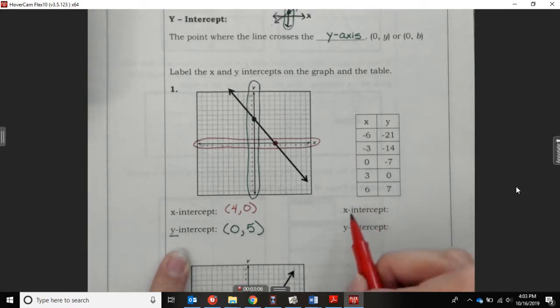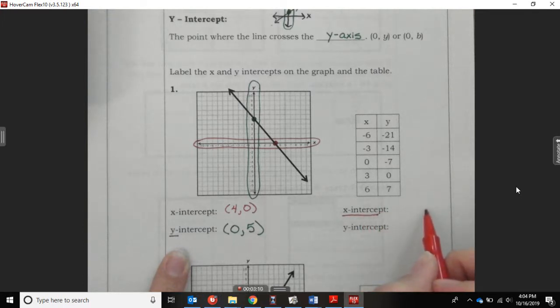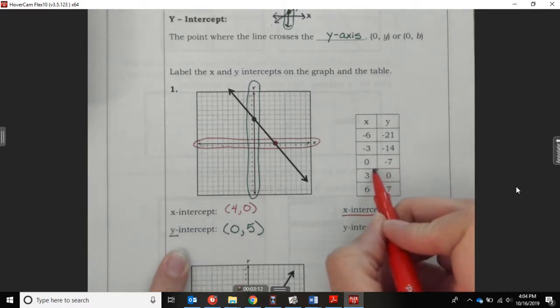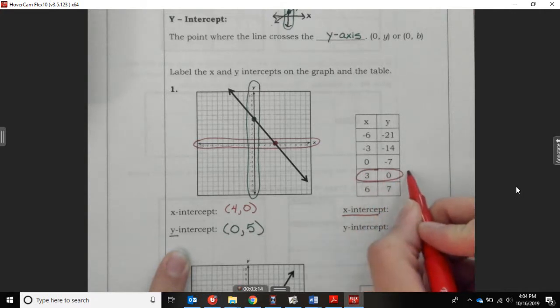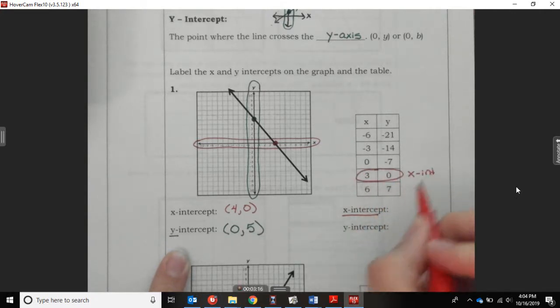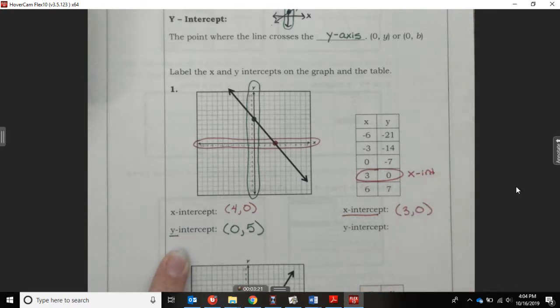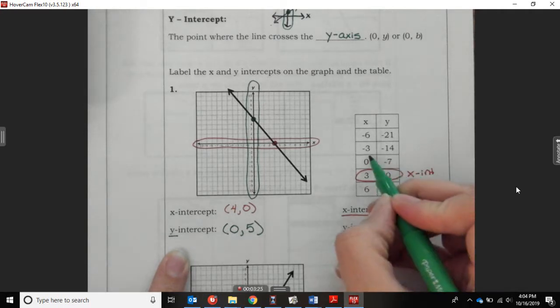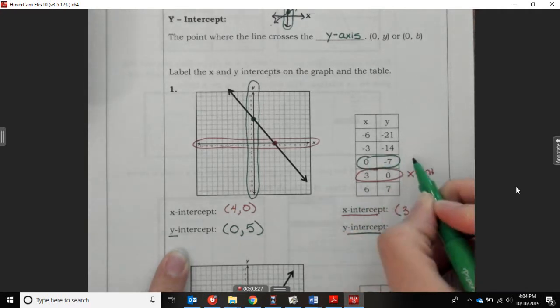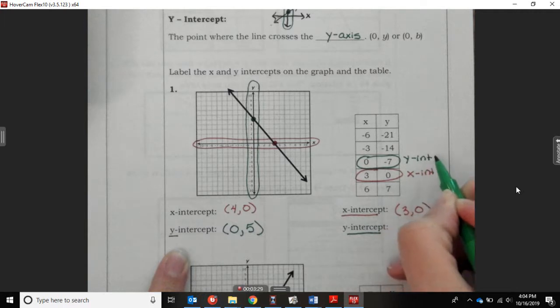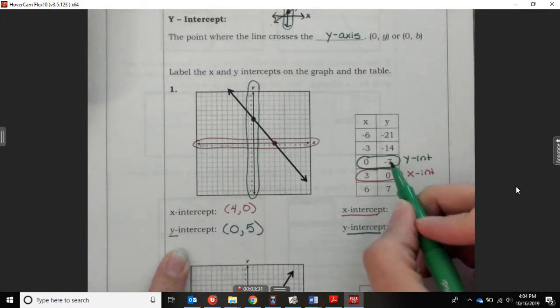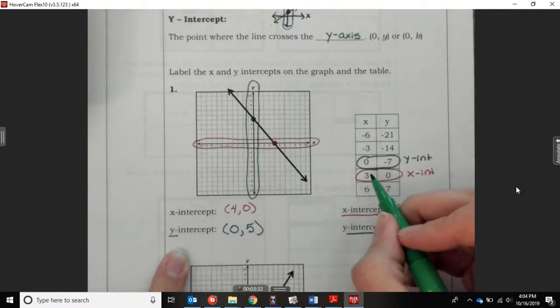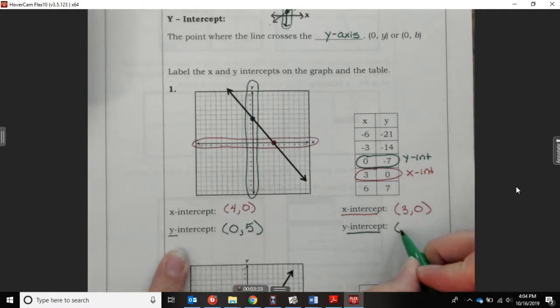On the table, my x-intercept has an x value and 0 for the y. So here it is. This is my x-intercept. I'm going to rewrite it, 3, 0. And then this is my y-intercept, 0, negative 7. So if it's a y-intercept, it has a y value. If it's an x-intercept, it has an x value.